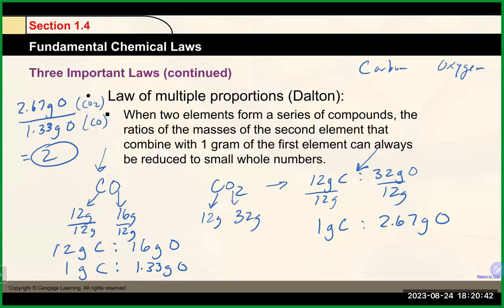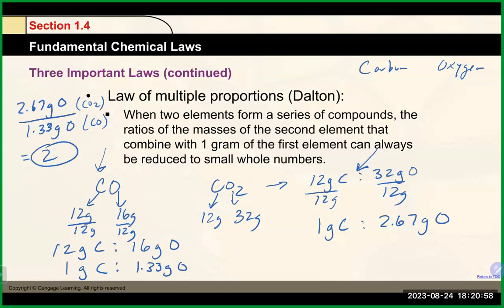So essentially here, as you can see in this particular case, based on the grams of carbon, we have twice as much oxygen in the CO2. But we do get this whole number ratio. Any question on that? And you can do that for any type of compound.